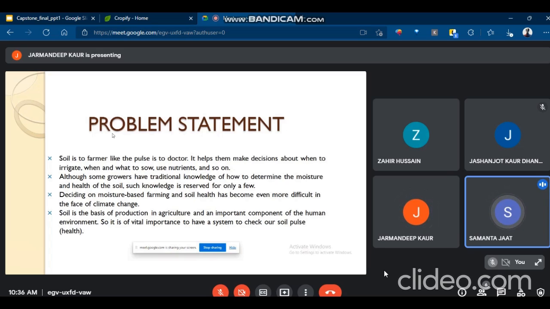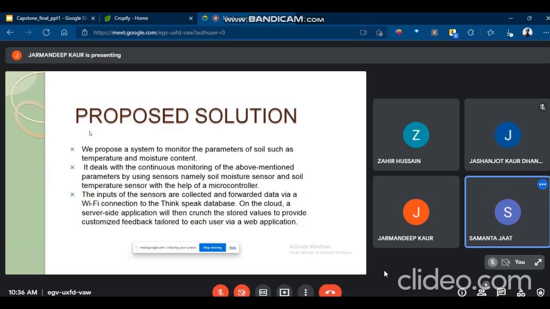So now I'll be telling you about the solutions that we proposed. With the help of sensors like temperature and moisture, along with a microcontroller, we'll be analyzing the soil's essential nutrients like temperature and moisture. To measure the soil moisture, we'll be using a capacitive soil moisture sensor, and for the temperature, we'll be using a temperature sensor. And we are also using a ThingSpeak server to monitor the data in graphical and numerical format.